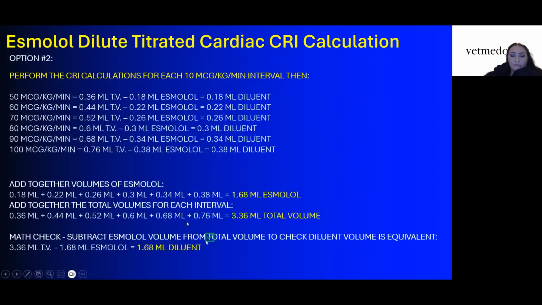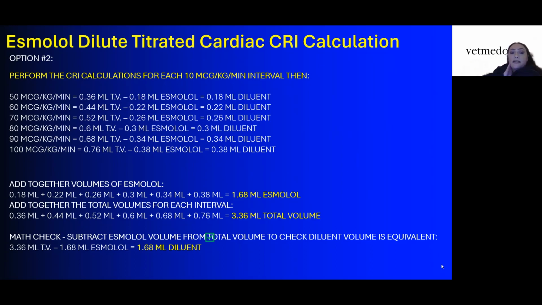Well, that wasn't supposed to be there. Okay. So this is option 2. So you're going to perform the calculations for each 10 mic per kg per minute interval, basically, creating an organized way of getting your volumes all laid out.